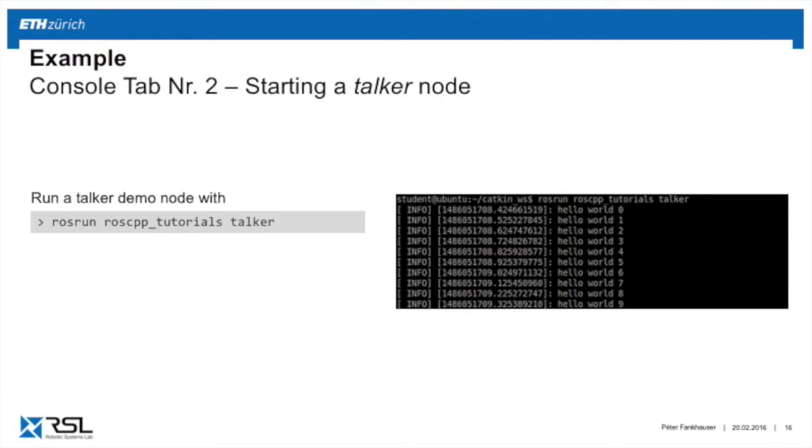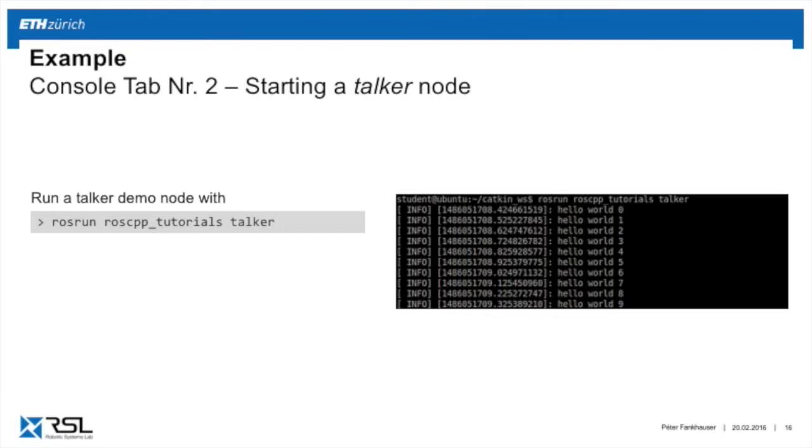You can type in rosrun to start the node, and then roscpp_tutorials, just a package name, and then talker for the node name. Once you are running this node, you should see in your console that the node is running and spitting out hello world 0 with an increasing number. Essentially, this node spits out this message in the console.